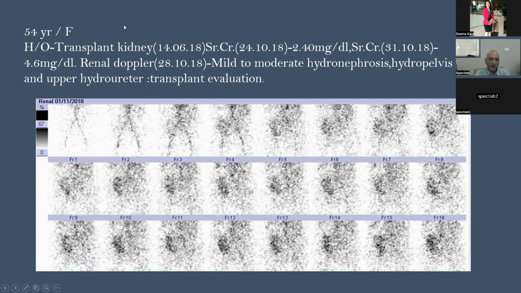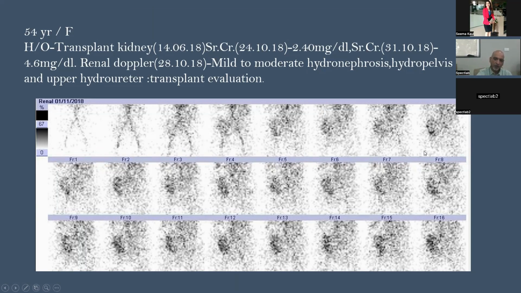Here's a patient who had undergone transplant. The creatinine was borderline high. Patient had hydronephrosis, hydroureter on ultrasound. The perfusion, this is the single most important parameter we look at in renal transplantation to differentiate between rejection and acute tubular necrosis. Patients with fast or normal aorta to transplant transit time are unlikely to have rejection, unlikely to have ATN or drug toxicity rather than rejection.